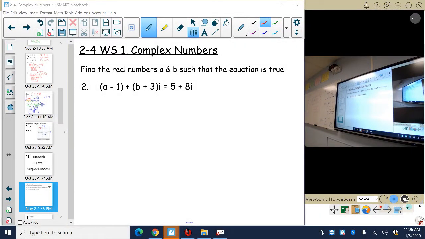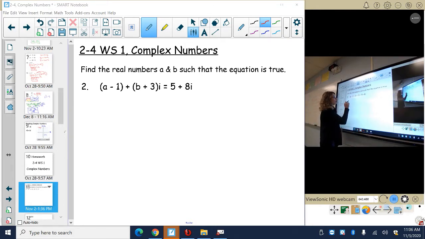Okay guys, we're going to be working on 2-4 worksheet 1. And basically what we're doing here is complex numbers. So if we're doing complex numbers, the very first thing we want to do is find the real numbers a and b such that the equation is true.